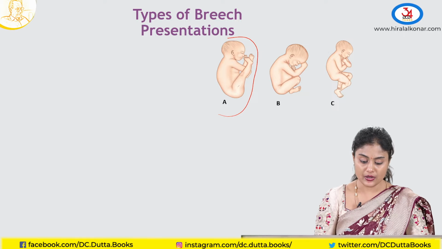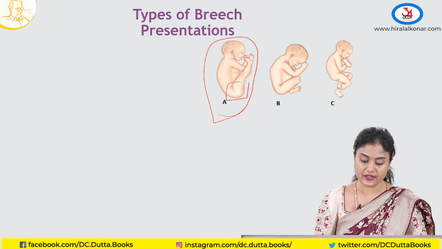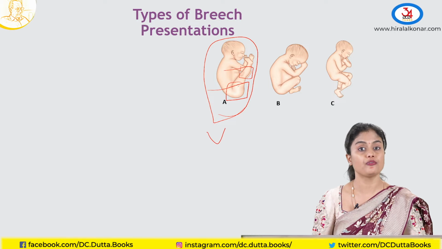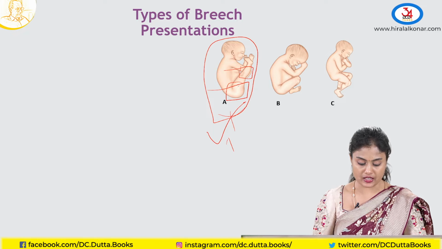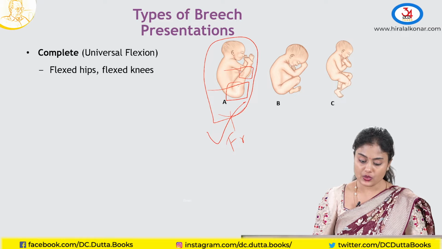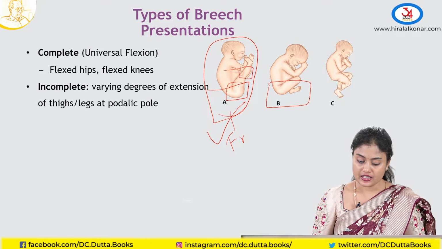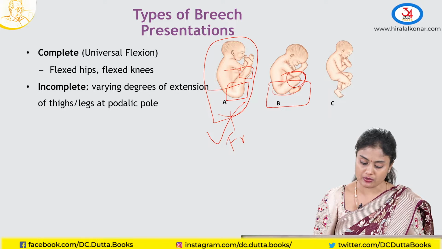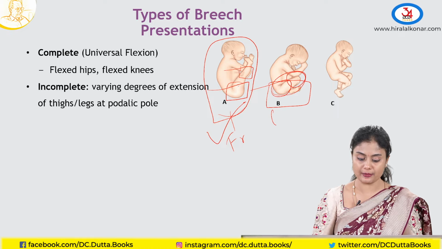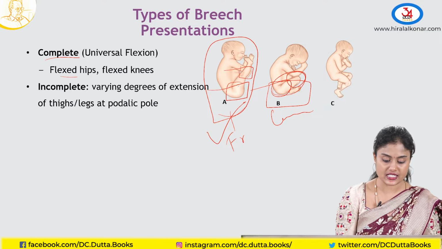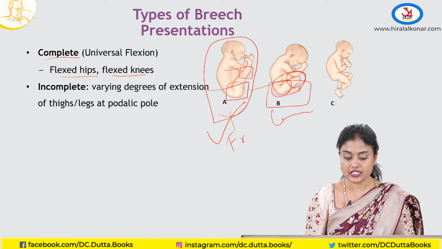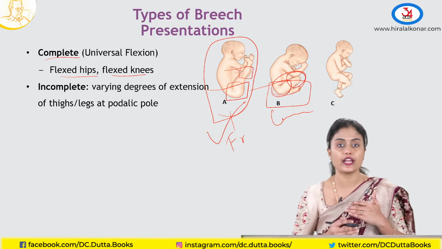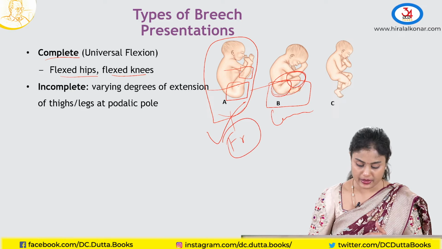What are the different types of breech that you know? This is where the hip joint is flexed but the knee joint is extended, and it is quite favorable for breech delivery. This is frank breech. Whereas this is where the knee joint and the hip joint are both flexed, and this is complete breech. In this case, it is favorable for external cephalic version. Whereas incomplete can be either frank breech or like this.